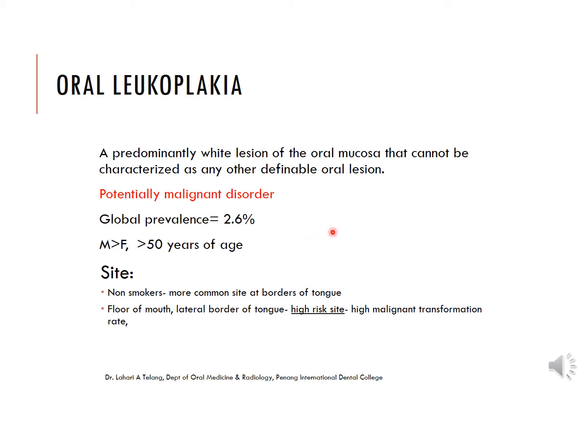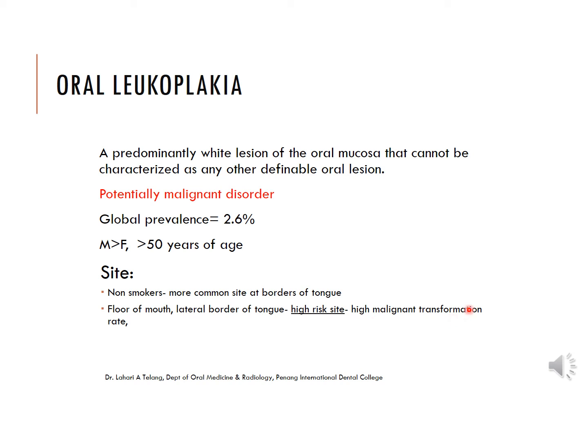So it's of utmost importance that you catch these and treat these patients early. Generally the male predilection is higher than female, and most of the patients are over 50 years of age. When it comes to site, in case of non-smokers, the most common site is the border of the tongue.